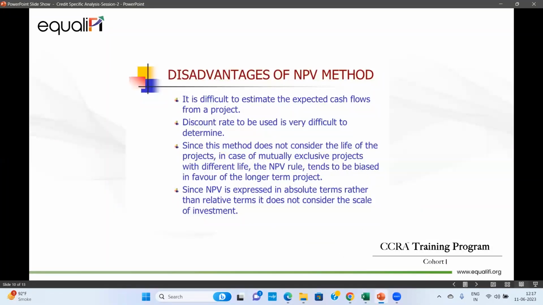That's it. Since NPV is expressed in absolute terms rather than relative terms, it does not consider the scale of investment. So basically, we consider it in relative terms. What is my investment versus my cash inflow? So it is mostly in relative terms. What scale of investment is there, that doesn't come out with NPV.